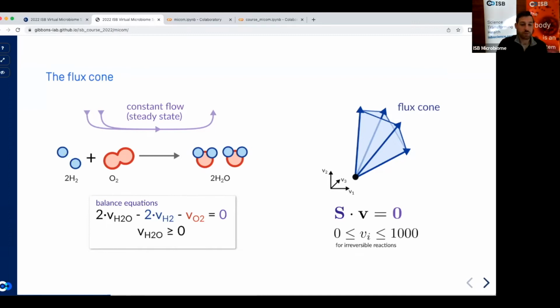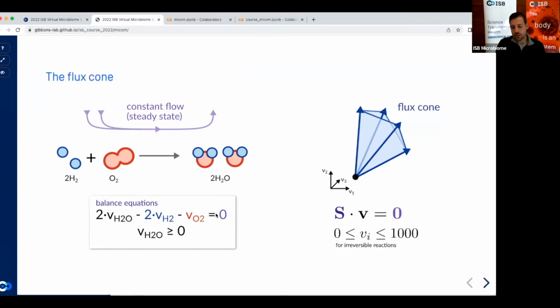If we look at our example reaction over here, we have hydrogen and oxygen combining to form water. In steady state, we can say that stoichiometrically, the amount of hydrogen and oxygen consumed on the left hand of the equation is equal to the amount of water produced on the right hand of the equation. We can represent this mathematically in our balance equations down here. We have our products with a positive coefficient, our reactants, hydrogen and oxygen, with a negative coefficient since they're consumed, and we set the balance of this equation equal to 0.